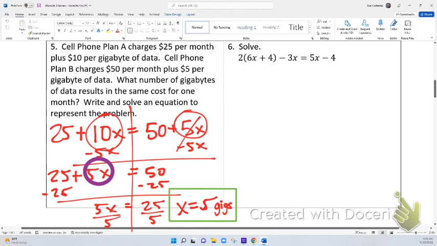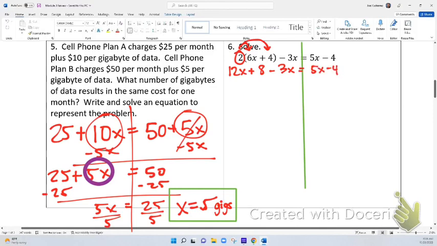All right, and then we go to number 6. Number 6, these are multi-step equations. This is what we've been doing now for the last 2 weeks. So for the last 2 weeks, I told you guys anytime you see a parentheses, you get rid of it by taking the number on the outside and distributing. So 2 times 6x gives you 12x. Bring down the plus sign. 2 times 4 gives you 8. Bring down the 3x. On the other side, we don't need to do anything.